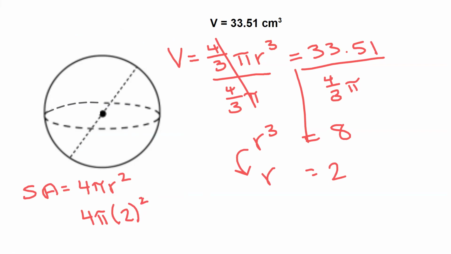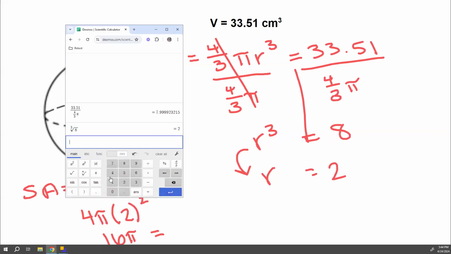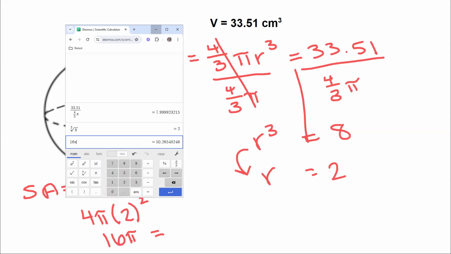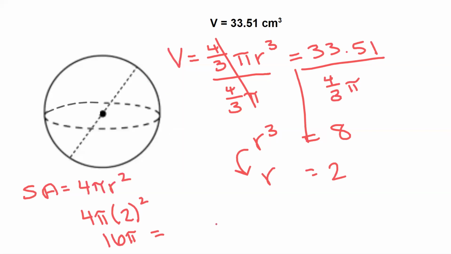2 times 2, which is 2 squared, is 4. And 4 times 4 is 16 pi. If I was asked to leave this in terms of pi, I'd be done. But let's go ahead and enter it into our calculator to get our full answer, not in terms of pi. And so I type 16 pi, and I get the full surface area of 50.27 if I round, with that 5 after the 6. So 50.27. My units were centimeters, and it's squared because that was surface area we just calculated.